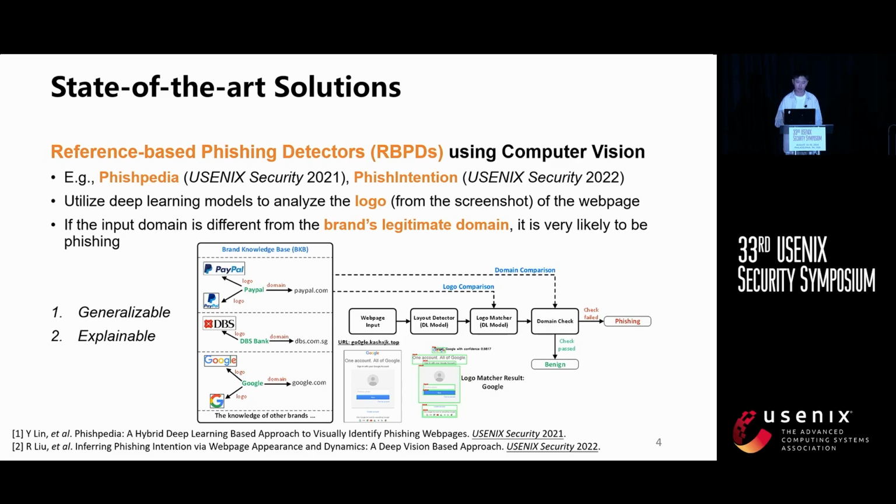They leverage computer vision models to analyze the brand intention from logos, and once the brand intention is identified, we compare the domain with the legitimate domains. Let's say if it passes the domain check, it will classify it as a benign website. Otherwise, it will classify it as phishing.